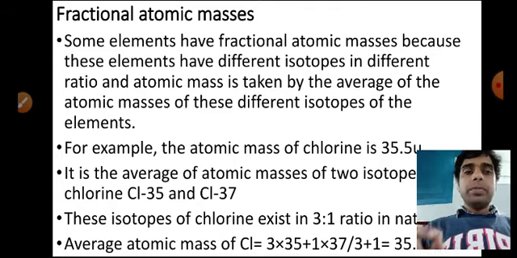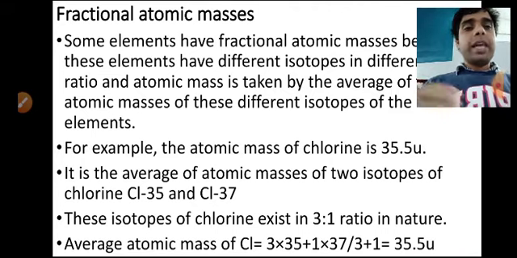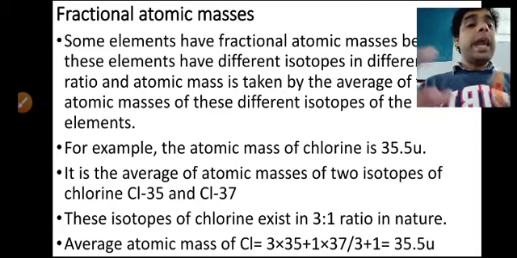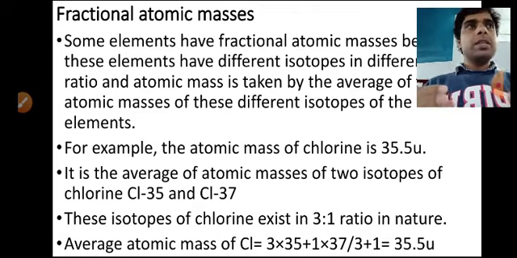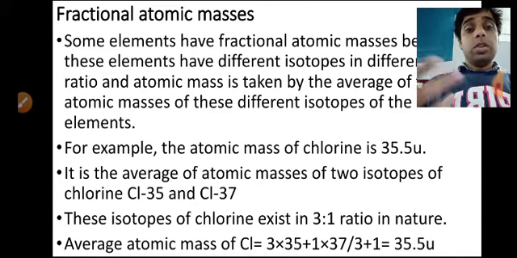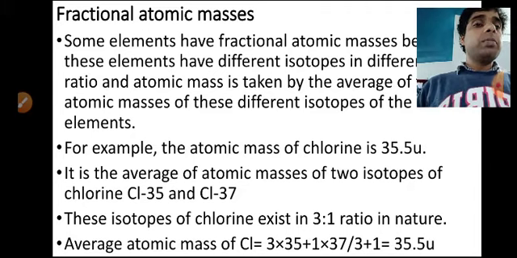Some atoms have fractional atomic mass. And why is this so? Because the element actually exists in isotopic form. Suppose chlorine is there, so its isotopic forms are 35 and 37. If you know the ratio in which chlorine 35 and Cl 37 exist, we can calculate the fractional atomic mass, and every time it will come in fractions.